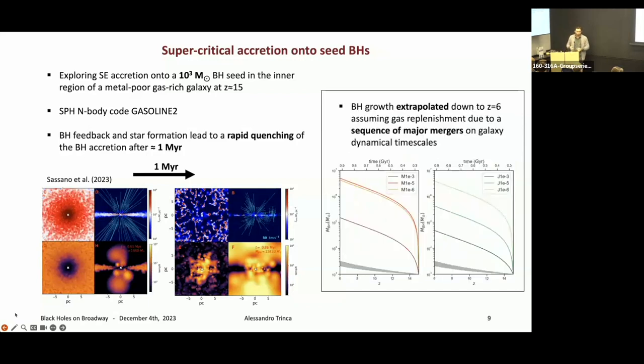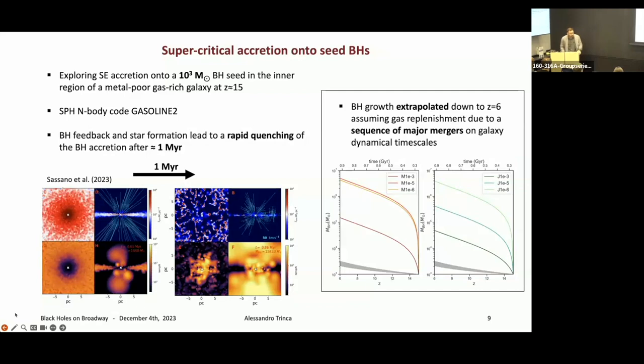Now, what one can do is just extrapolate this growth down to lower redshift, assuming that a sequence of major events is able to replenish the inner region around the black hole with gas. And extrapolating this evolution, one can see that the maximum mass that you expect to reach at redshift 6 is of the order of 10^6, 10^7.